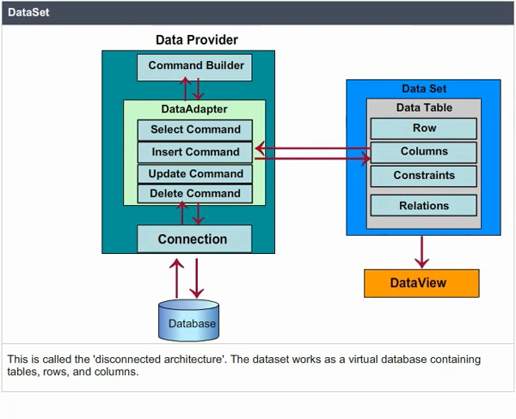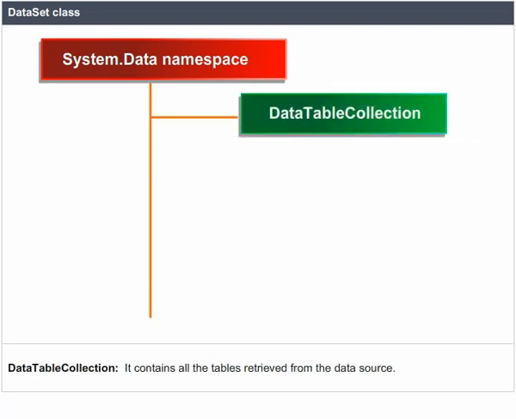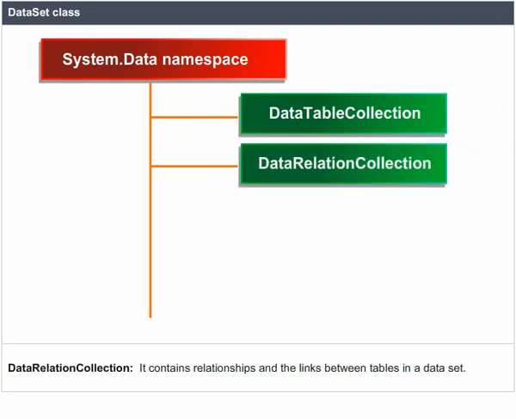The dataset class. The dataset class is present in the System.Data namespace. Data table collection. It contains all the tables retrieved from the data source. Data relation collection. It contains relationships and the links between tables in a data set.